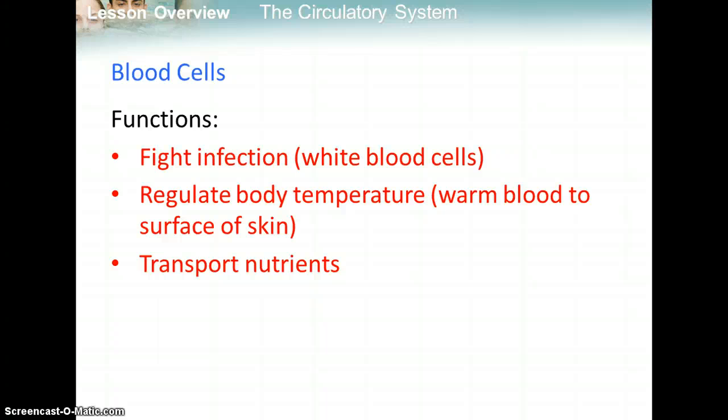Blood also helps regulate body temperature. Your body sees what temperature it is, and if you need to warm yourself up, warm blood is going to go towards the surface of the skin. It's also transporting nutrients through your blood to your different cells, so they can be transported and diffused into your cells and tissues.